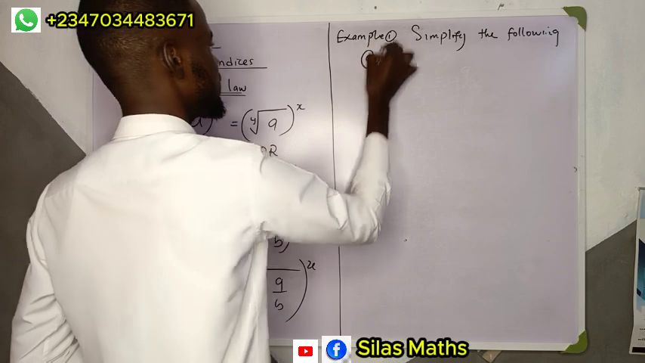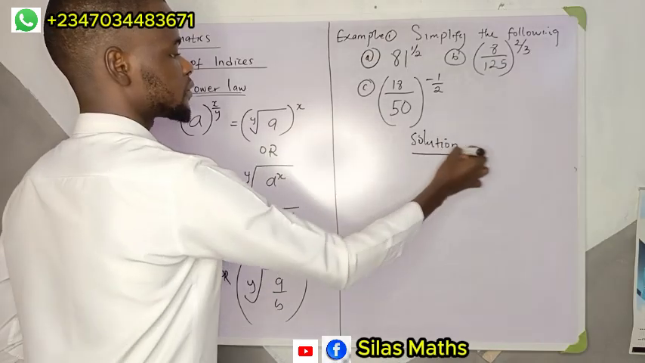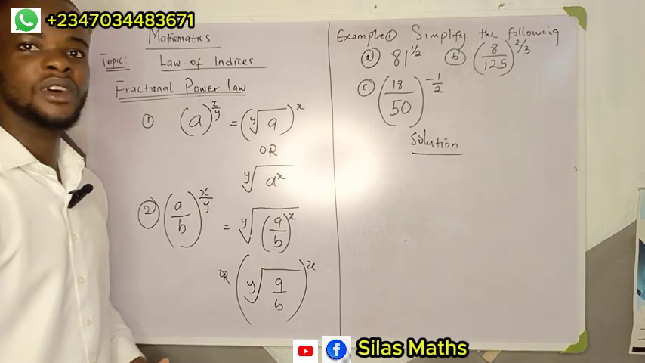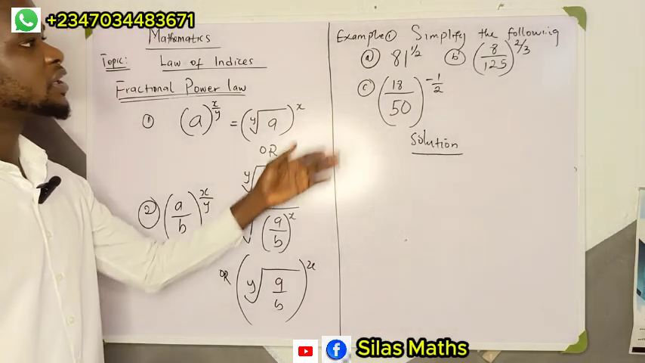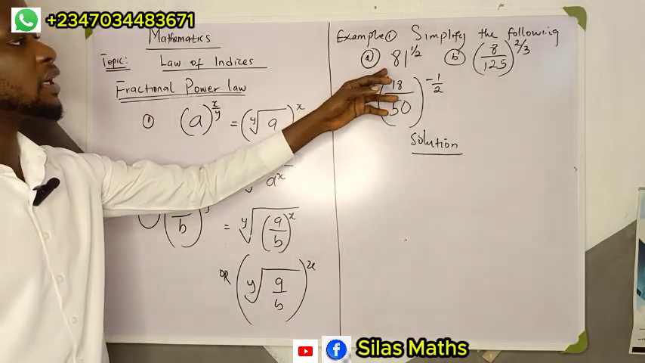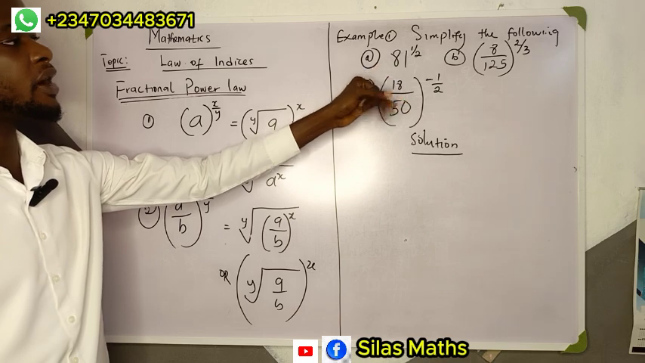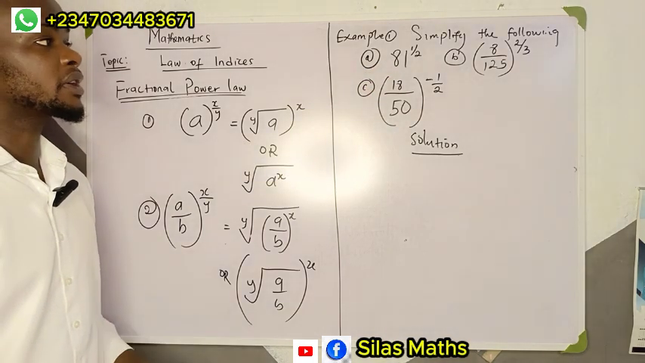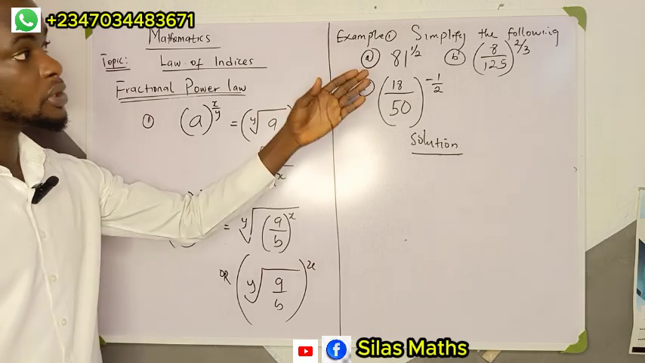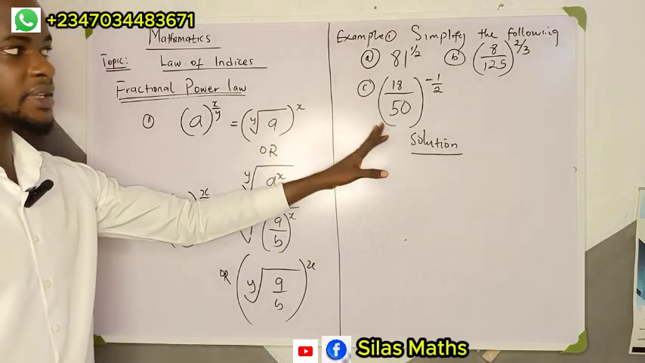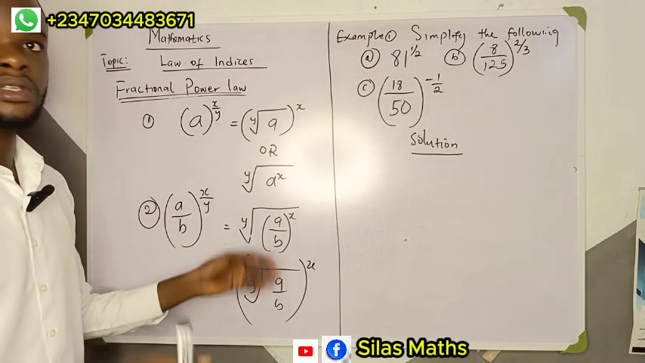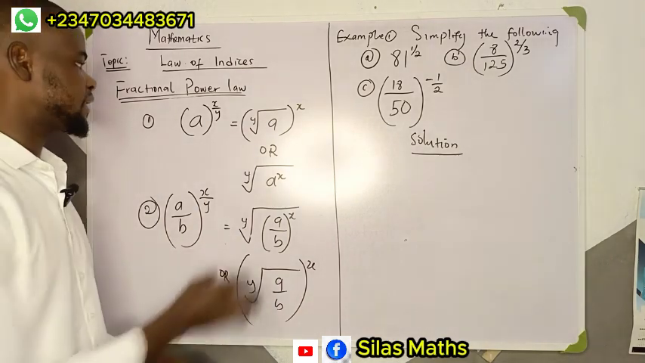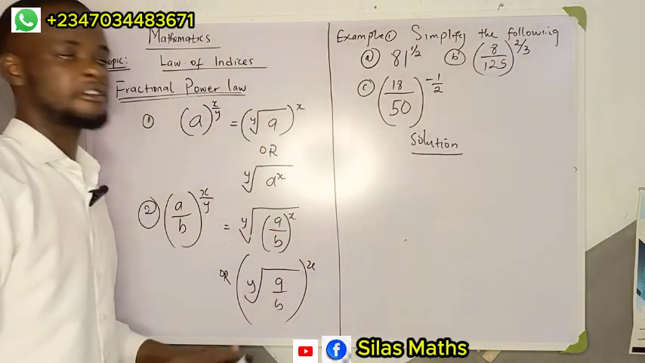We have these questions on the board which read: simplify the following. A, 81 raised to the power of half. B, 8 over 125 all to the power of 2 over 3. And the last one, 18 over 50 all raised to the power of negative 1 over 2. So how do we apply the law? Remember, they are all raised to the power of a fraction.